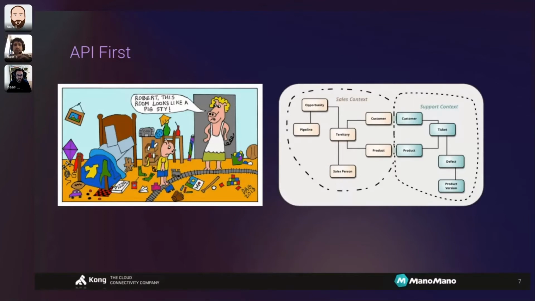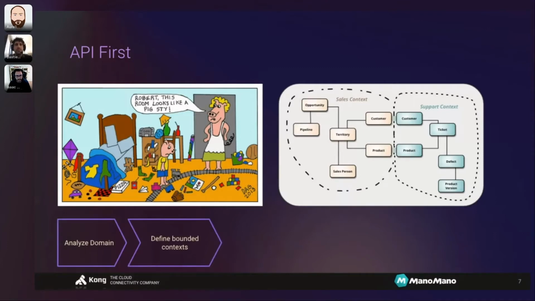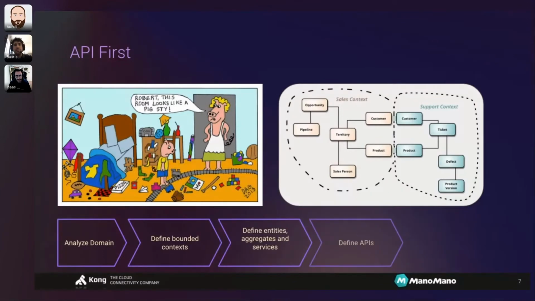So first, you have to identify your domain. Then you have to identify bounded contexts. So the two potatoes on the picture. Then define entities, aggregates, and services. Then the API, and at the end, the microservices. So if you start by designing microservices without any idea of the domain, there is no luck to find the right domain, starting on the wrong way.